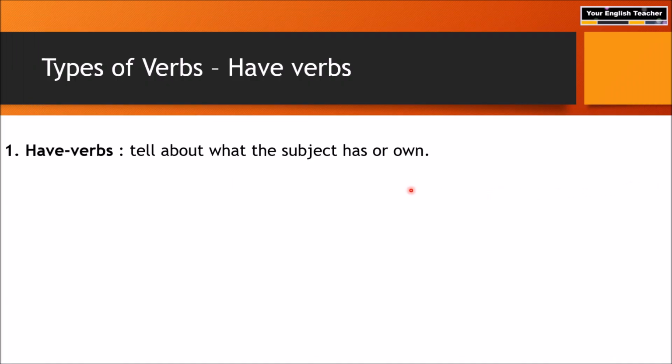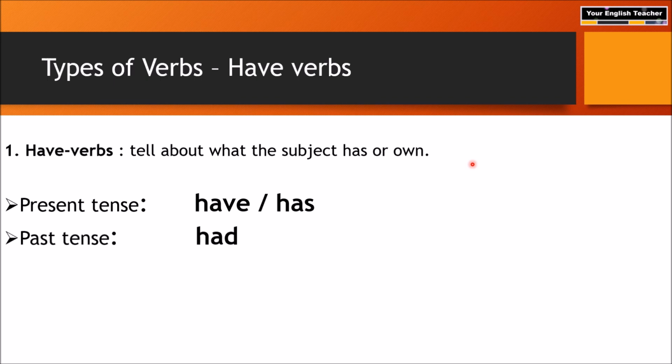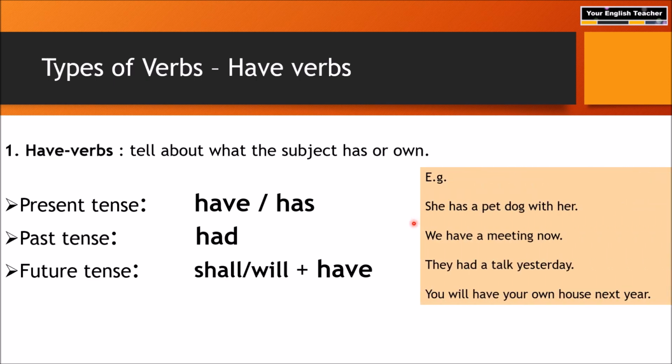Now the last group of verbs is have verbs. And these have verbs tell about what the subject has or owns. In present tense, there are two have verbs, have and has. In past tense, there is only one, had, and in future, there is only have. Of course, we use have in combination with shall or will to indicate future. And see the example. She has a pet dog with her. Has. What she has? A pet dog.